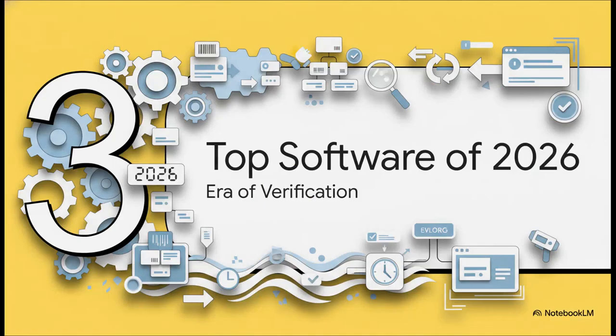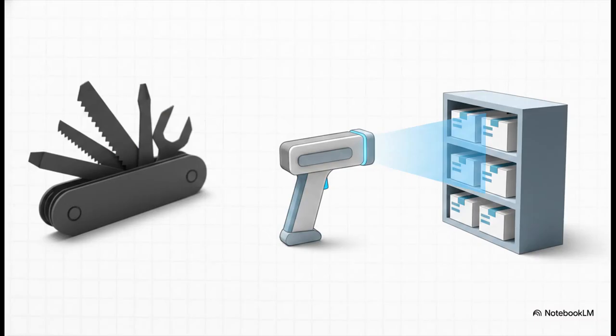Section 3. Top software of 2026. The era of verification. The entire paradigm of how we handle inventory is shifting, and shifting fast. The era of the Swiss Army knife inventory tracker is officially over. Today's businesses are finally moving away from multi-purpose tools. Instead, the market is being dominated by dedicated inventory counting management software. This stuff is built specifically for physical verification. It's all about proving what is actually on the shelves, rather than blindly trusting what the computer claims.